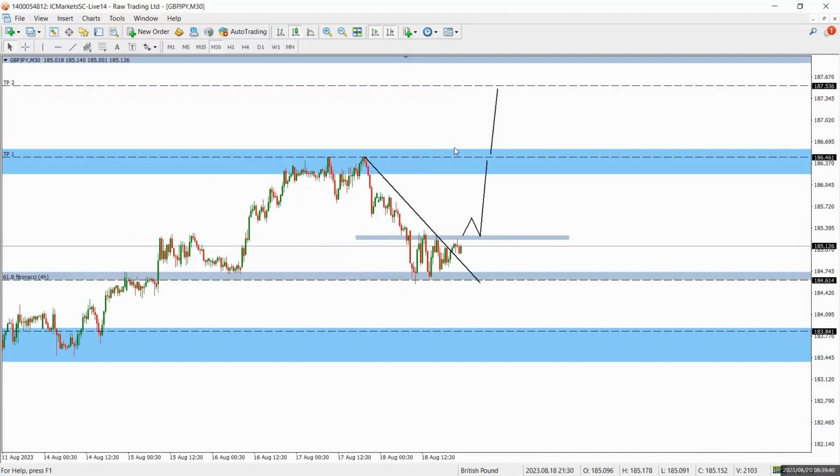And this is how I'm going to take my trade. Now, the last thing I'm waiting for is for the market to give me a confirmation. I do not decide the confirmation. I let the market decide the confirmation for me.